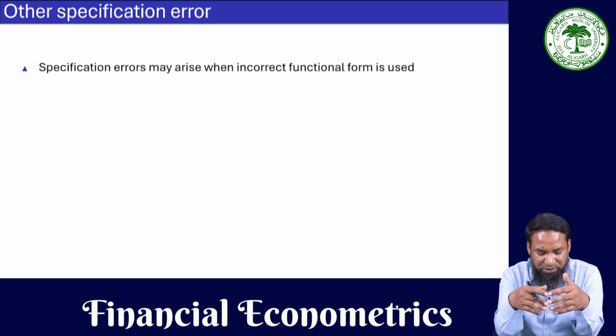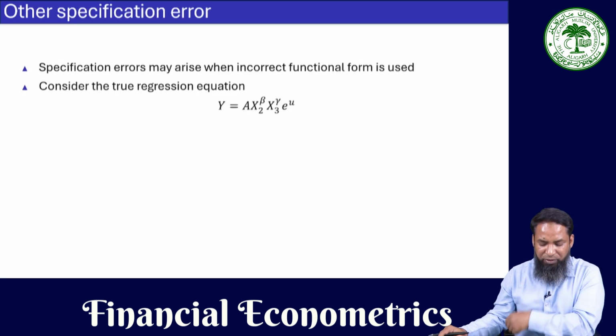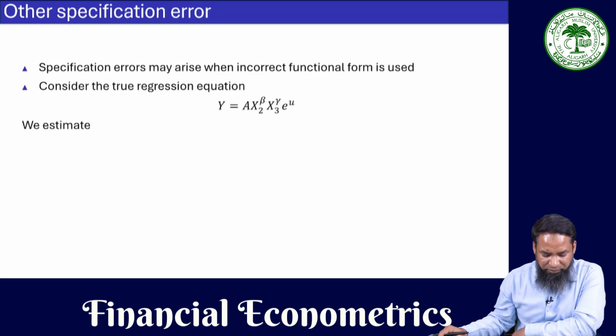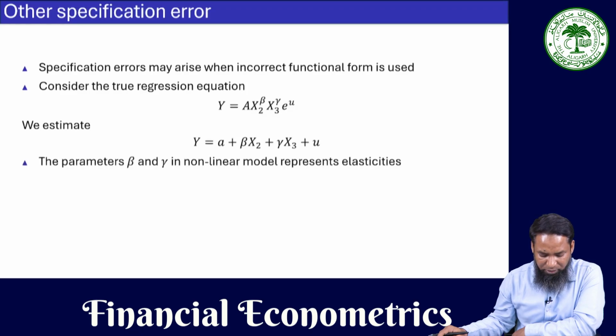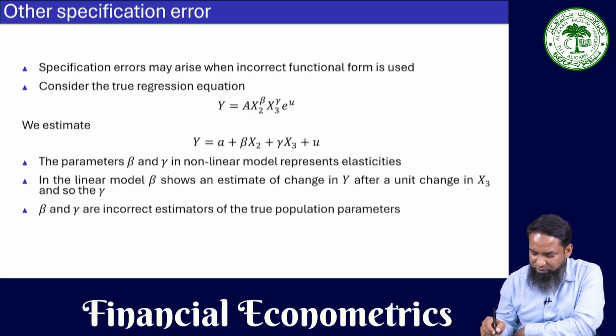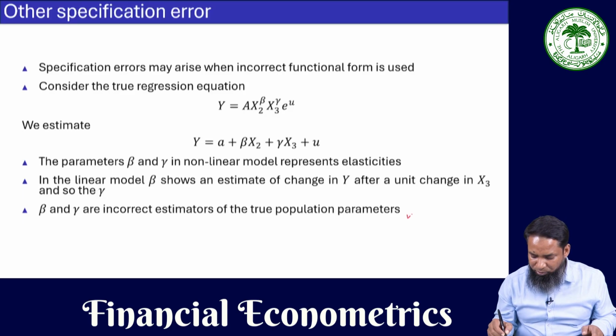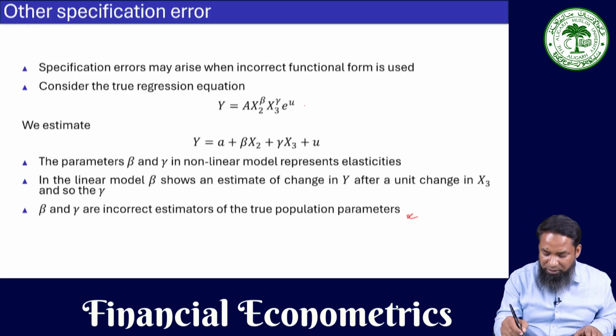The sources of specification errors may arise when an incorrect functional form is included. Let us say we have these two regression equations, and we are estimating this log form here. The parameters beta and gamma in the nonlinear model represent the elasticities. In the linear model, beta shows an estimate of the change in y after a unit change in x3. So beta and gamma are incorrect estimators of the true population parameter, if it is in this form and we are estimating in this form.